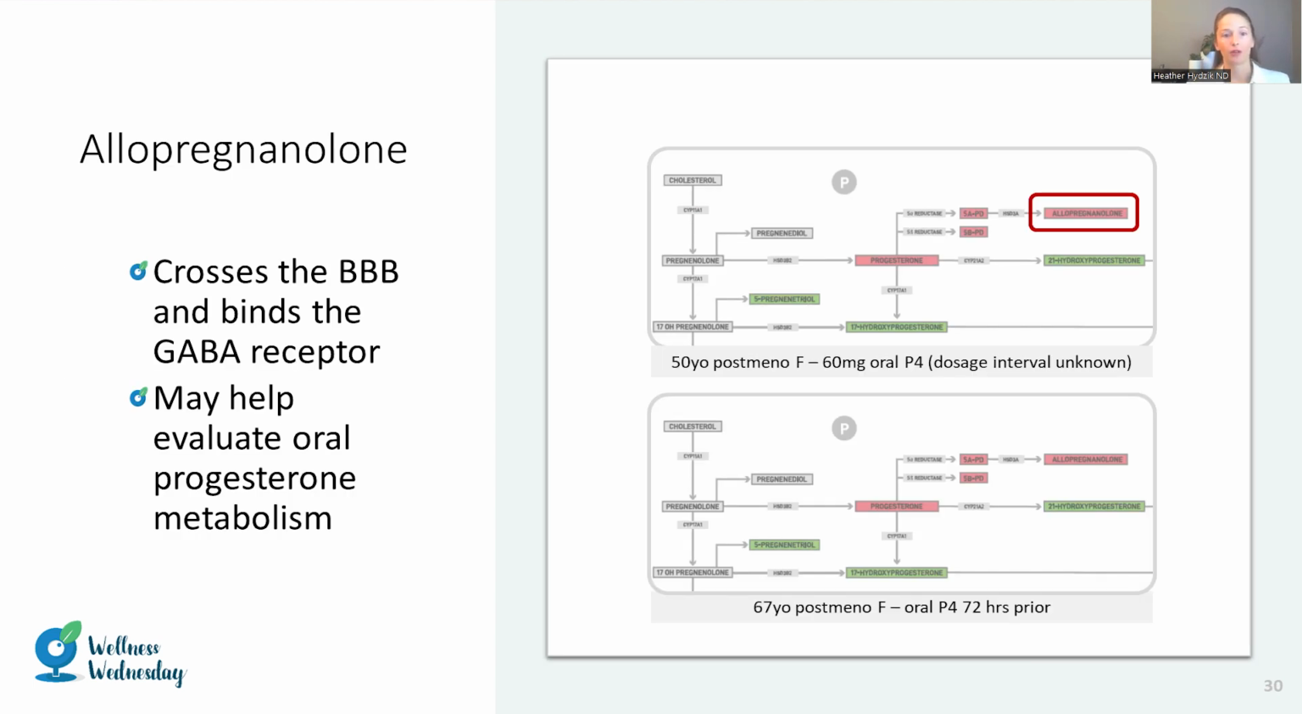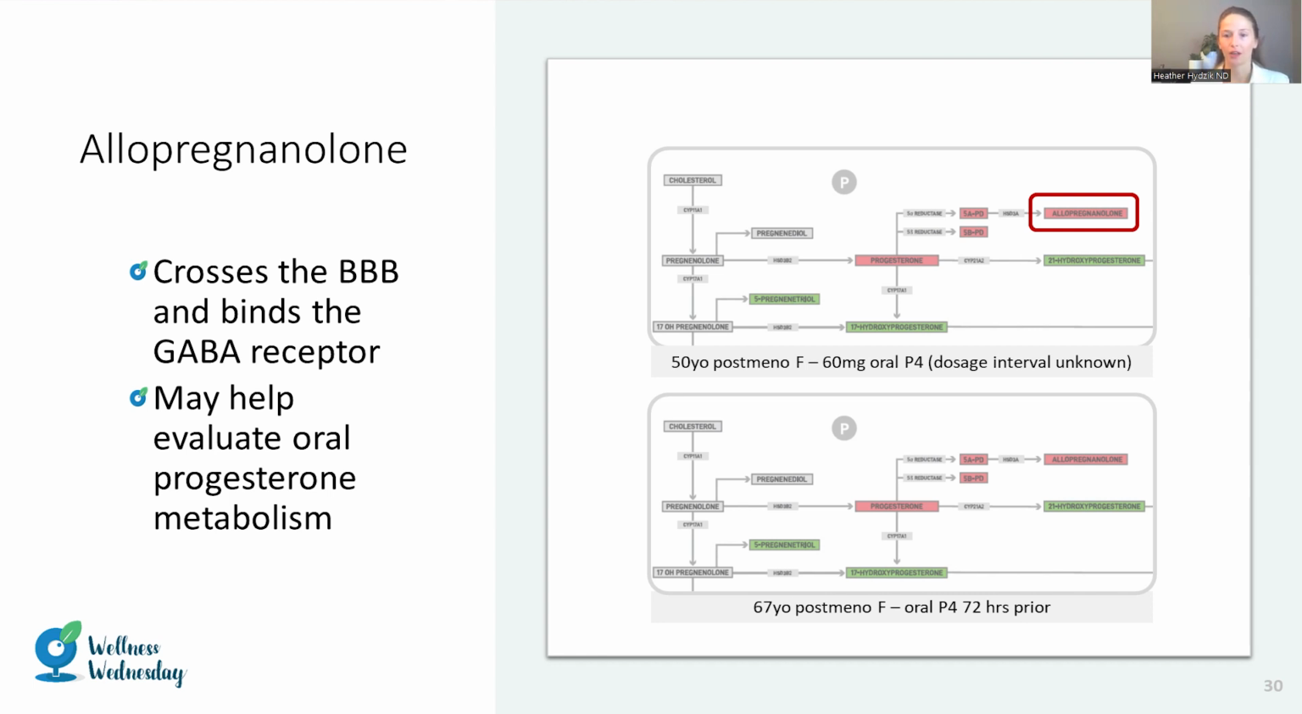Here are 2 examples I found of females on oral progesterone supplementation, because oral progesterone can increase allopregnanolone, this particular metabolite, and it also can increase all of the progesterone metabolites. Allopregnanolone crosses the blood-brain barrier and stimulates the GABA receptor, so that's why oral progesterone is really helpful for sleep and anxiety. If you're testing your patient on oral progesterone, don't expect it to look exactly like these 2 examples, which are identical to one another. This is just what I pulled, and by coincidence, they look exactly the same.